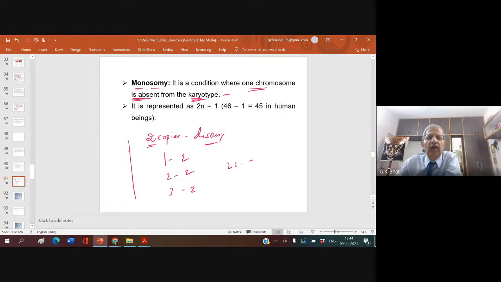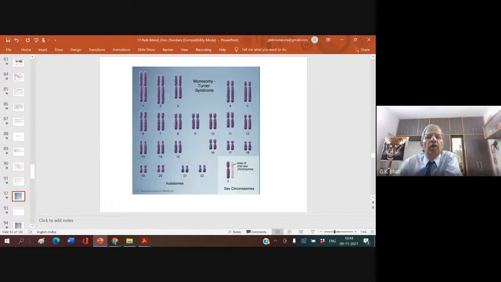So in our karyotype, each chromosome is in two copies. Monosomy is represented as 2n-1, that is 46-1, 45 in human beings. Let us see the example. Look here. All these chromosomes are in two copies, chromosome number 1, 2, and so on. Here, this chromosome, whatever is shaded, is not there. So all chromosomes are in two copies except the sex chromosome, which is in one copy.